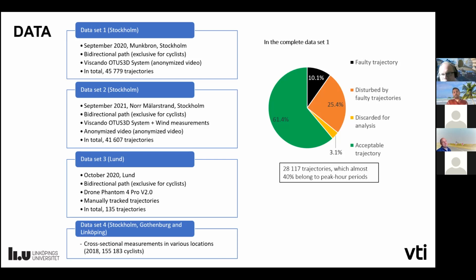So in this case, for data set 1, for example, it's about 60% of the trajectories that are useful, and then 40% of those are in the peak hours. So it's still quite a lot of data. Here we also removed trajectories that are okay, but that are disturbed by those that are strange, because if you would like to look into interactions, we don't want to look into interaction with something that's not the true trajectory or that's a faulty trajectory.